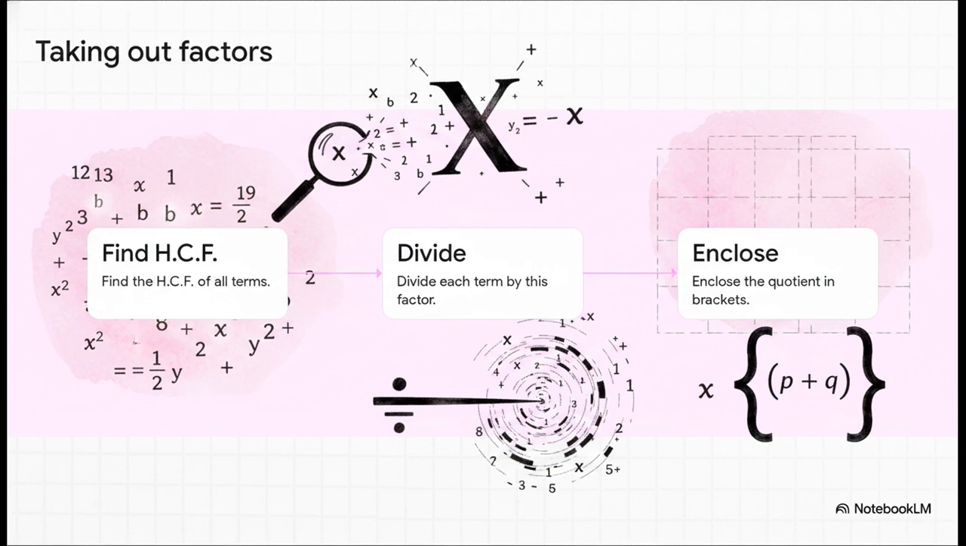Find the highest common factor, or HCF, of all the terms. Step 2. Divide each term by this factor. And Step 3. Enclose what's left within brackets, leaving that common factor parked right outside.